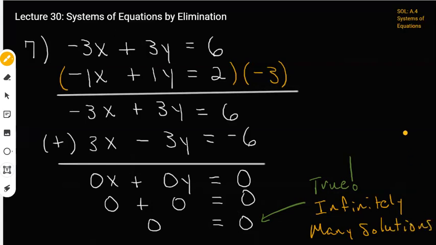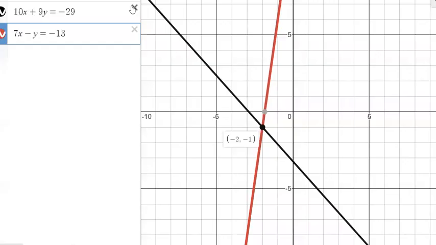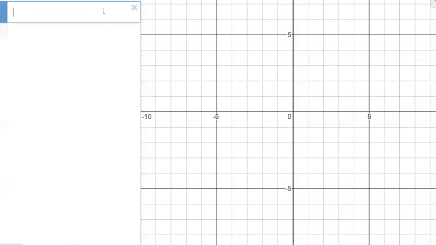So that means that any point on the line will solve this system of equations. So what I'm going to do to prove this to you is we're going to graph the two equations and check our answer. So I'm going to go to Desmos and I'm going to type in the top equation first. That was negative 3x plus 3y is equal to 6.